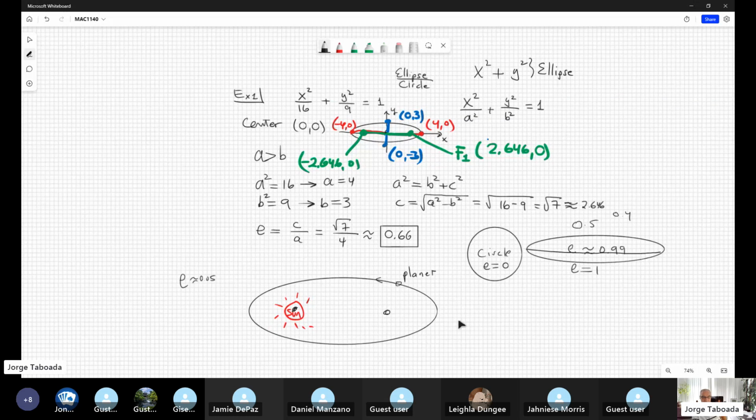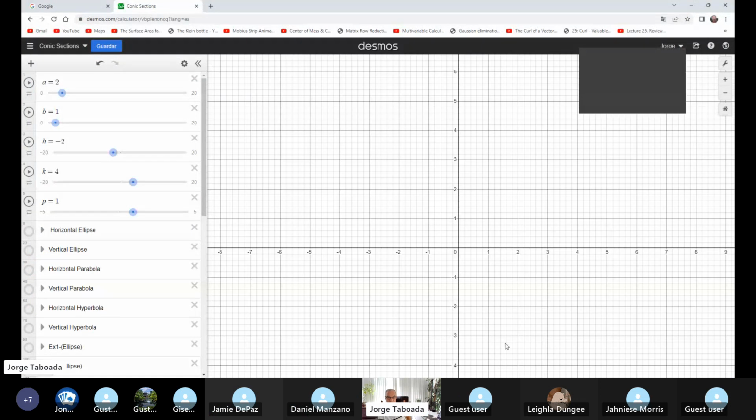Let me try to simulate this example in Desmos. Okay, let's do it. I want to open Desmos. I want to share the screen for Desmos, and you let me know if you see it or not. Do you see?